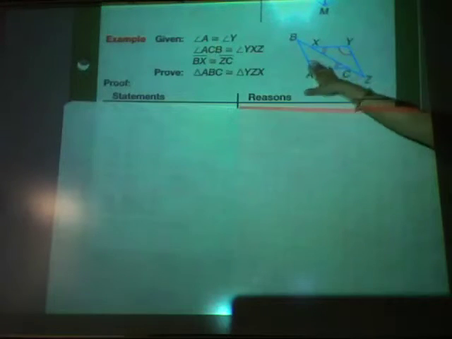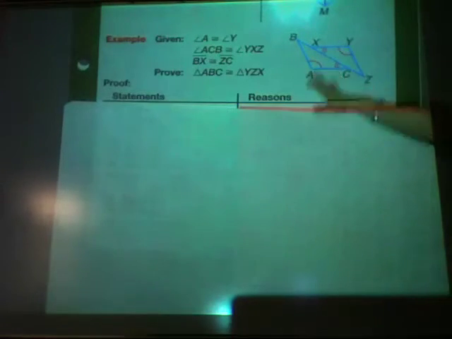So let's look at what they gave us, and they've marked part of the picture for you, but part of the picture they haven't. Whatever is in the given, you need to mark the picture with that. So they told you that angle A is congruent to angle Y, and so they put single arc marks up here. Great. Then they said angle ACB.